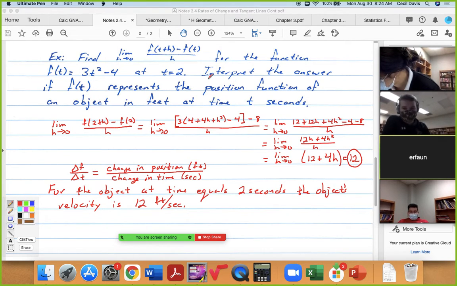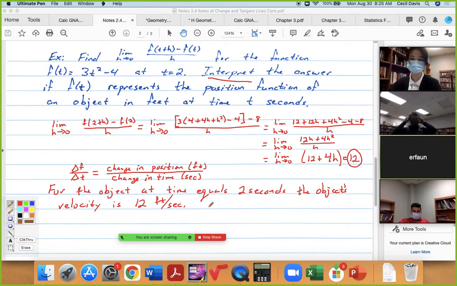So anytime you're asked to interpret something, and this is fairly common on the AP exam, you write a sentence, sometimes two, talking about what it is that's going on in the context of the problem. You always have to be talking about the problem. We're talking about an object. If they were specific about the object, you would be specific about the object. It's at a particular time. At time equals 2 seconds.